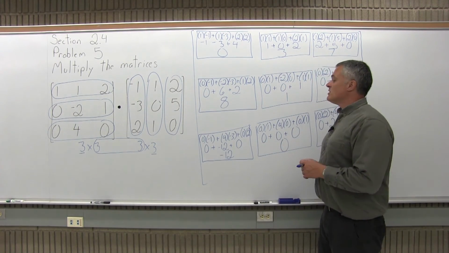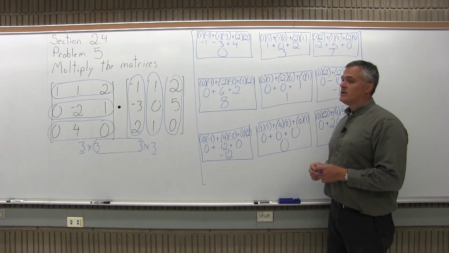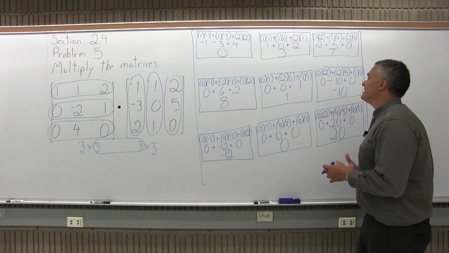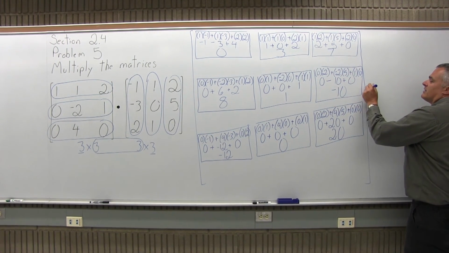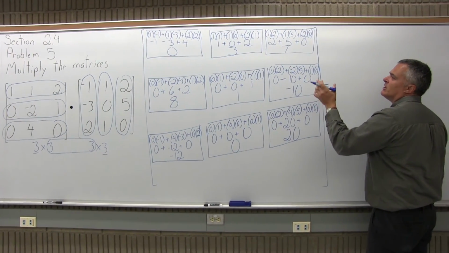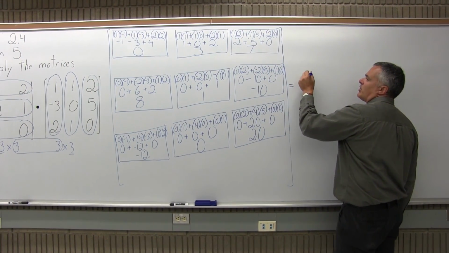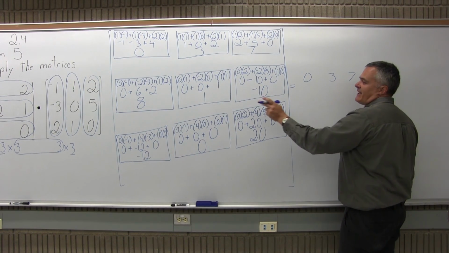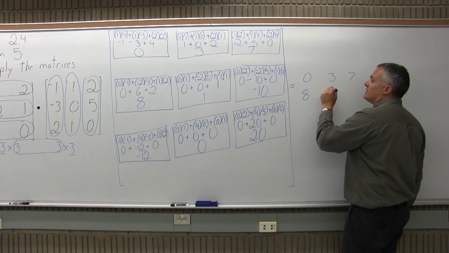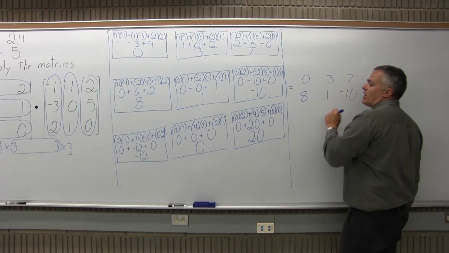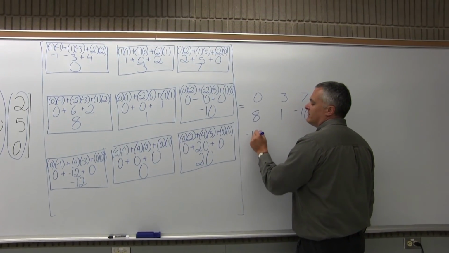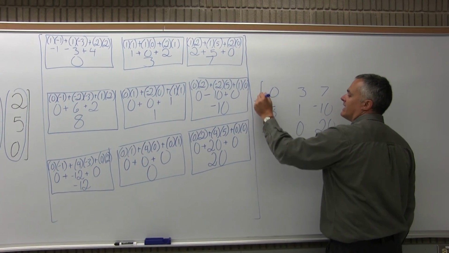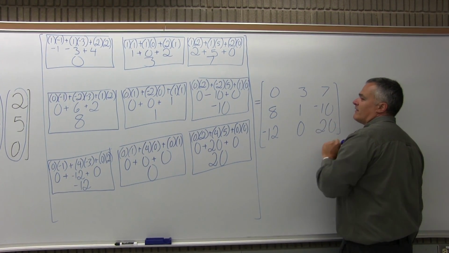So now this is the answer, but there's a lot of work written into it, and it's really not the best form to do it. So we can write just the answers we got. Off to the side here, I'm going to say equals, and I'm going to write a matrix with just the answers. So the top row from all my work will be 0, 3, 7, and then 8, 1, negative 10 for the middle row. And finally, the bottom row will be negative 12, 0, and 20. And I'll put some brackets on that. And that's the final solution.